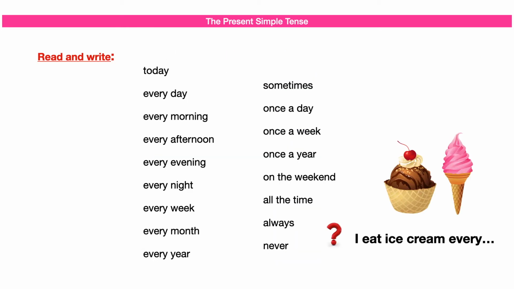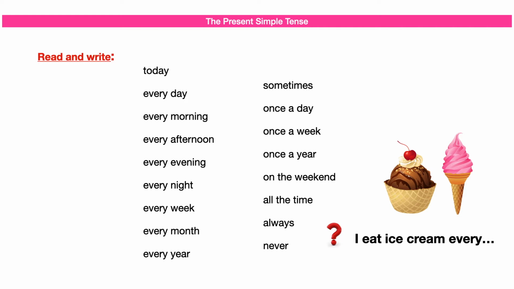We use special words in the present simple tense, such as today, every day, every morning, every afternoon, every evening, every night, every week, every month, every year, sometimes, once a day, once a week, once a year, on the weekend, all the time, always, and never.